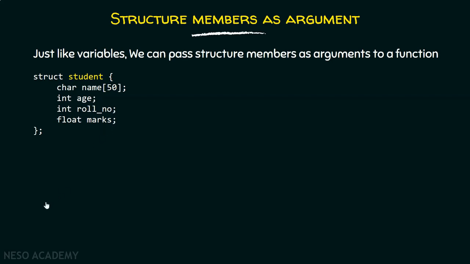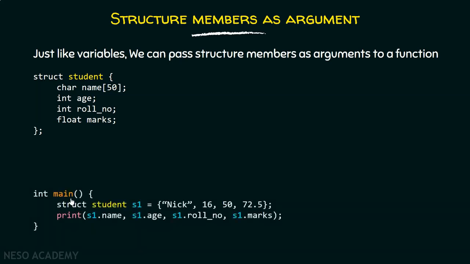Now I want to shift your attention towards this main function. Here you can see I have declared a variable of type struct student, and by using this variable I am initializing these members. The name has been initialized with Nick, age with 16, roll number is 50, and marks obtained are 72.5. So this is the data of the student Nick, who has scored 72.5 marks, his age is 16, and his roll number is 50. Now I am using this print function to print all this data on the screen.